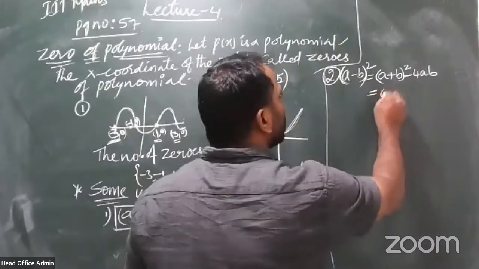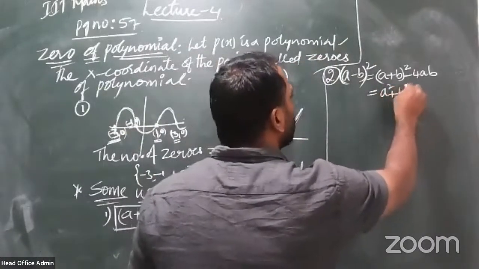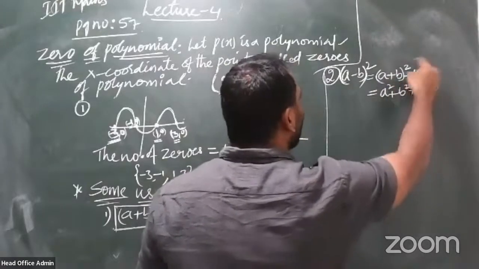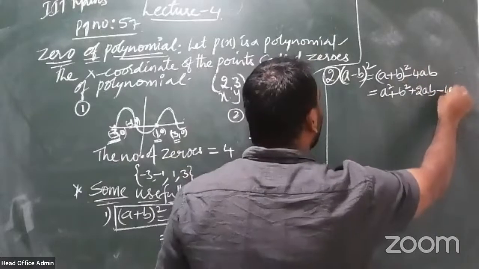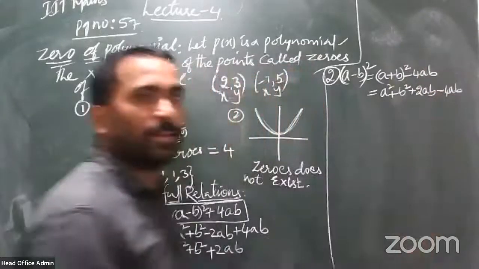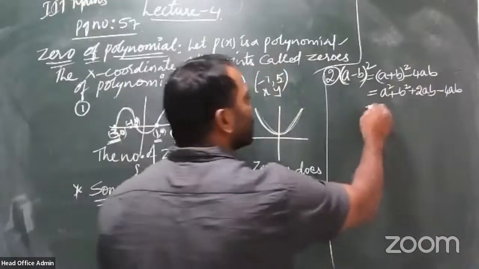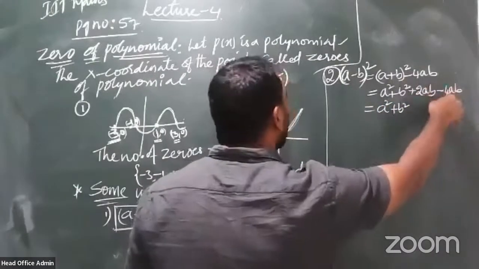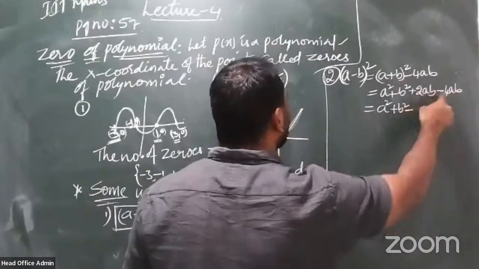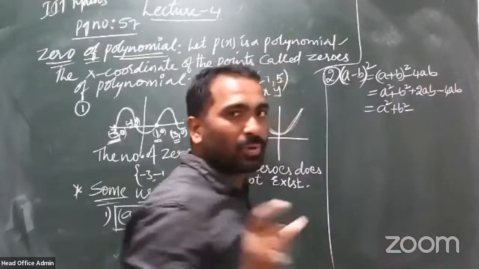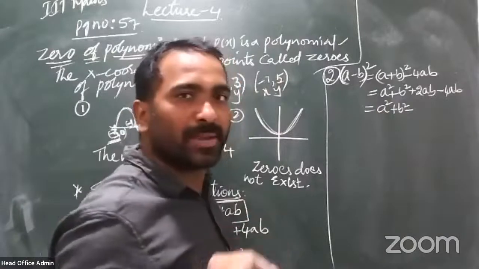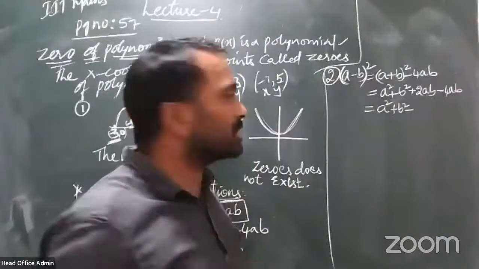Again, I just solve it. a square plus b square plus 2ab, and this is minus 4ab. Now see, a square plus b square plus 2ab and minus 4ab. One is plus sign, one is minus sign. Both are ab terms. One is plus sign, one is minus sign, which means we have to do subtraction.